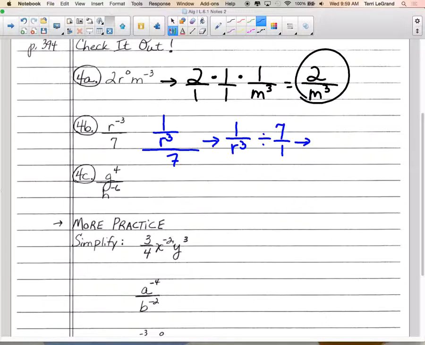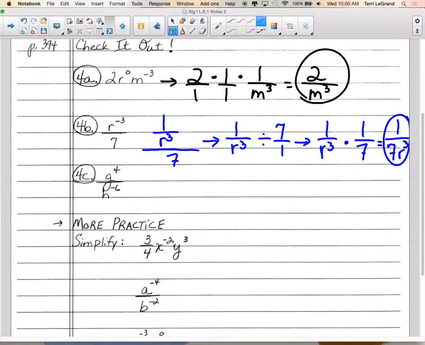Multiply by the reciprocal. So we're going to take 1 over r to the third power and multiply it by the reciprocal of 7, which is 1/7. And our final answer should be 1 over 7 r to the 3rd. There's the simplified answer for this one.